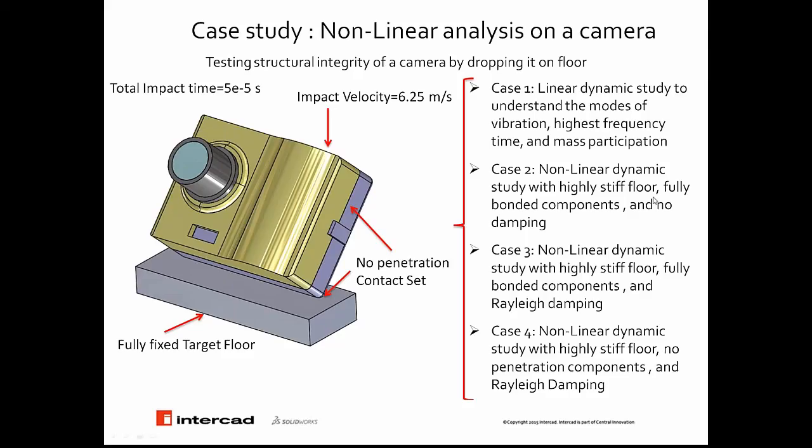We have a nonlinear dynamic case with a highly stiff floor, fully bonded components, and Rayleigh damping. We simply bring in the damping effect and look at the considerable reduction in stress value. And in the fourth case, we will make everything as close to reality as possible. We have a stiff floor, no penetration, and Rayleigh damping. So we are considering nonlinearities of the material, damping, geometrical nonlinearities and contact nonlinearities in our model in case study number 4.